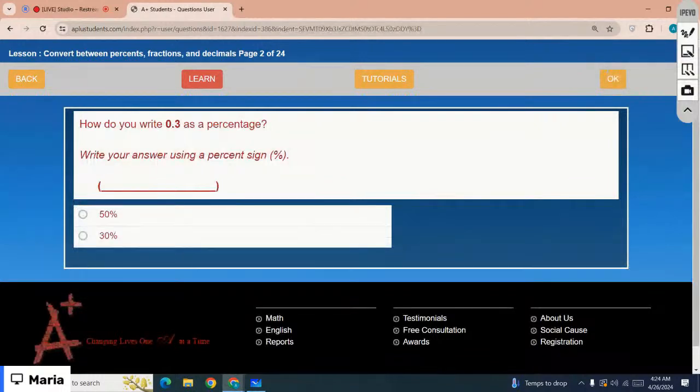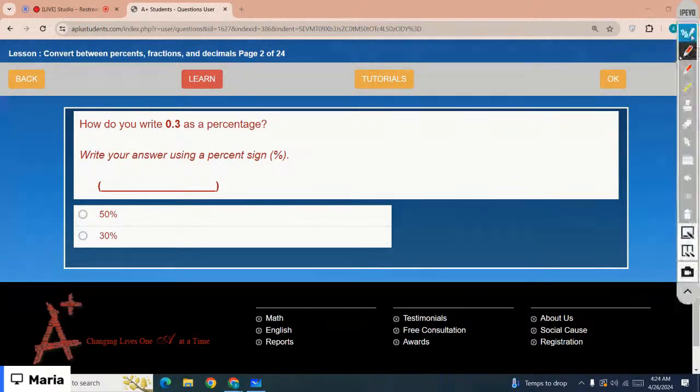Next one is, how do you write 0.3 as a percentage? That's the one I just explained. When you have the number given in decimal form and you have to write the answer in percentage form, simply multiply it by 100. So the correct option is 30%. Got it?